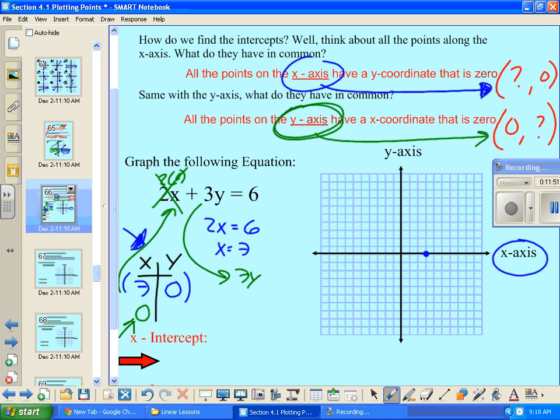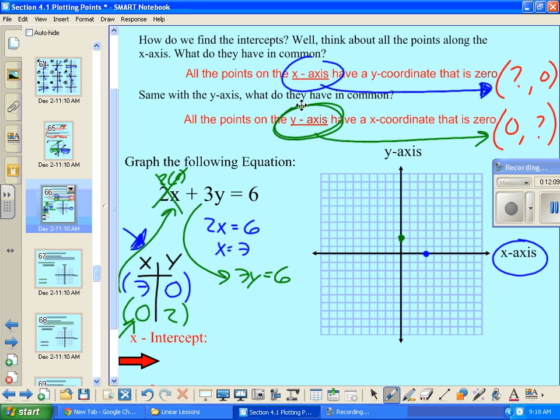And bringing this down here, I just have 3y equals 6 left. If I divide both sides by 3, I get y equals 2. So when I put in 0 for x, I got 2 for y. Again, what do you know? The point (0, 2) is on the y-axis. That's my y-intercept.